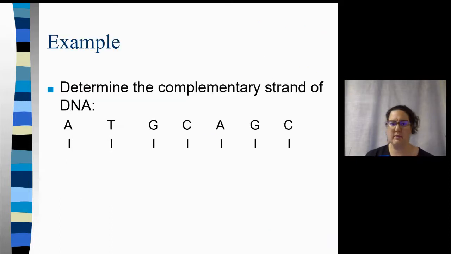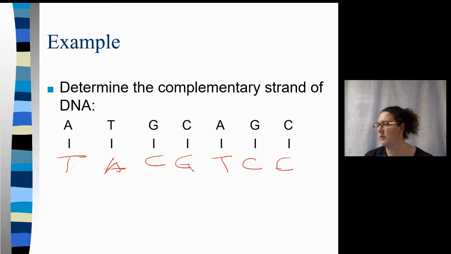Now we're going to look at the complementary strand of DNA. So adenine complements thymine, thymine complements adenine, guanine complements cytosine, cytosine complements guanine, and so on and so forth. That complementary strand of DNA is going to remain constant. Adenine is always going to bind with thymine, and cytosine is always going to bond with guanine.